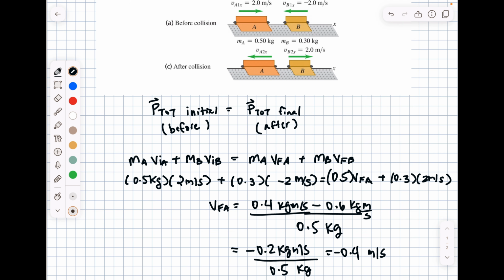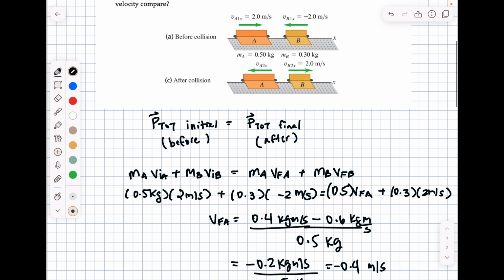So glider A is going to be moving to the left, right? And does that make sense to you? If you envision those gliders heading toward each other, they bounce off each other, and they head back in the direction from which they came. And they're both of similar mass, right? 0.5 kilograms and 0.3 kilograms. They're not really that much different from each other. So you should expect this, okay?